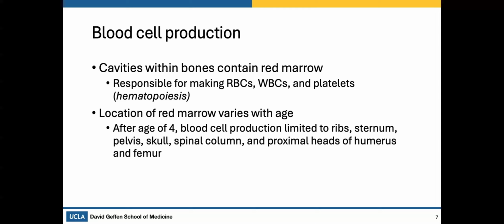Bones like the pelvis, sternum, and femur all contain red marrow, especially in children and young adults. The location of that marrow eventually varies with age, but after the age of 4, blood cell production is limited to the areas such as the ribs, sternum, pelvis, skull, spinal column, and the proximal heads of the humerus and femur.